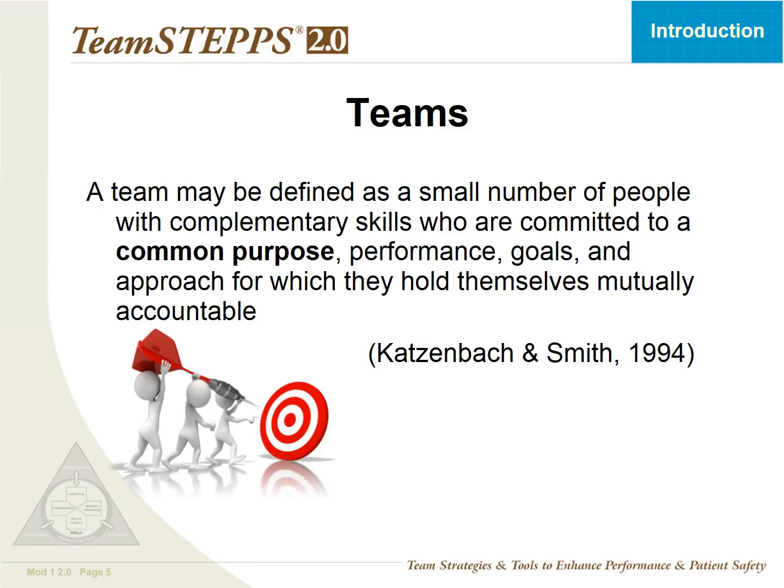That statement was false. A team is defined by Katzenbach and Smith as a group of people with complementary skills but who are committed to a common purpose, performance, goals, or approach to hold themselves mutually accountable for. So we cannot go around in a team with different goals in mind, but rather need to work together as one.